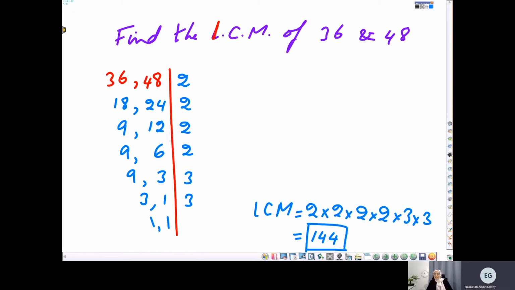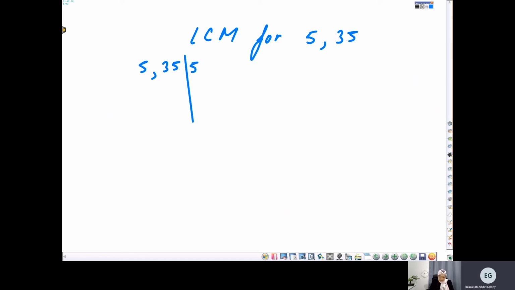Okay? The last thing I want to finish my video with is that for some numbers you don't need to find the LCM because simply one of them is a multiple of the other. If you need to find the LCM for example of 5 and 35. 5, comma, 35. Let's go. Divided by 5, 1 and 7. Divided by 7, 1 and 1. So the LCM will be 35.